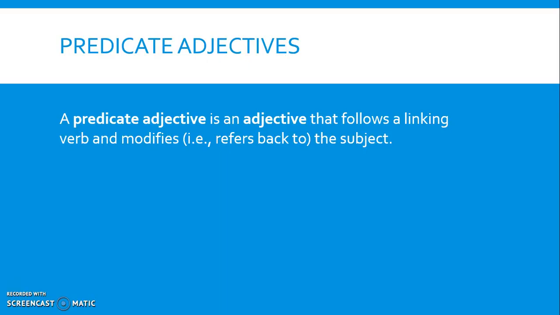All right, predicate adjectives. So move over to the right side of that top flap and just copy this down. A predicate adjective is an adjective that follows a linking verb and modifies the subject. You don't have to put refers back to. You should at this point know what modifies means.